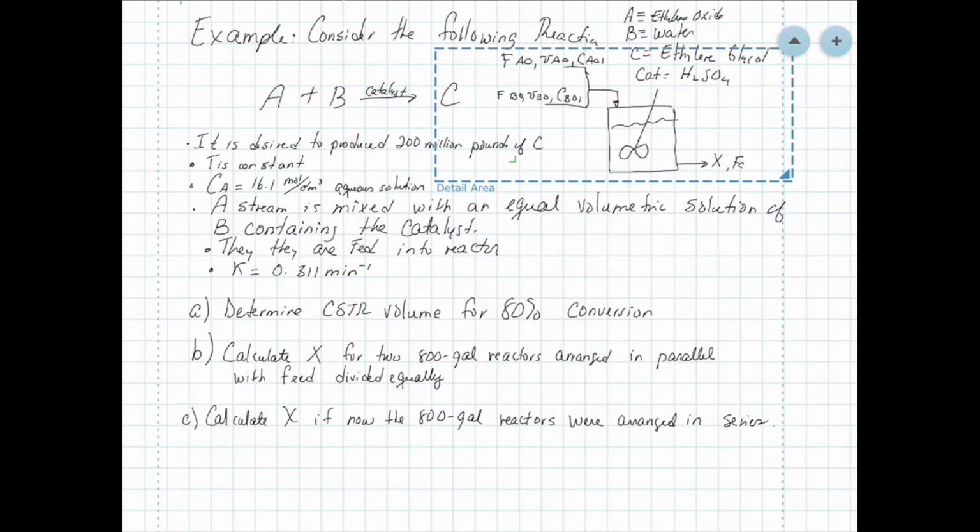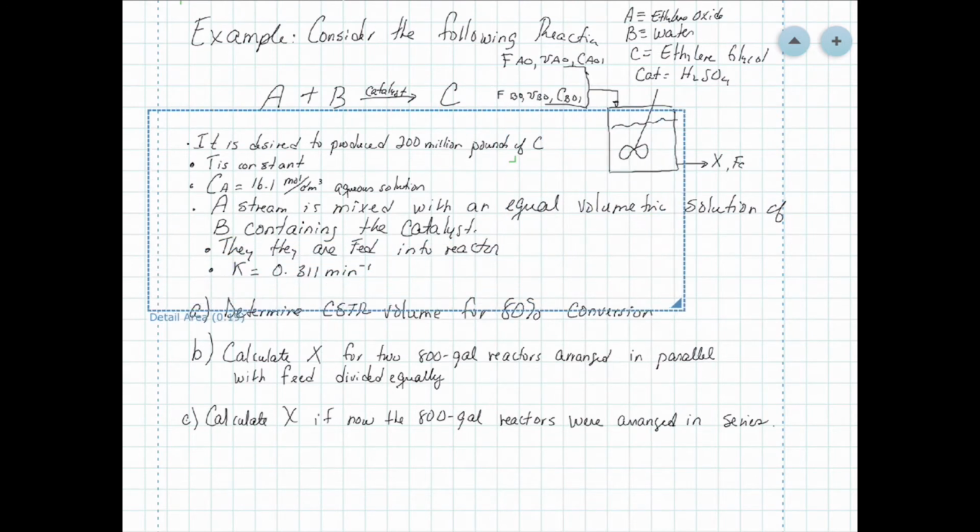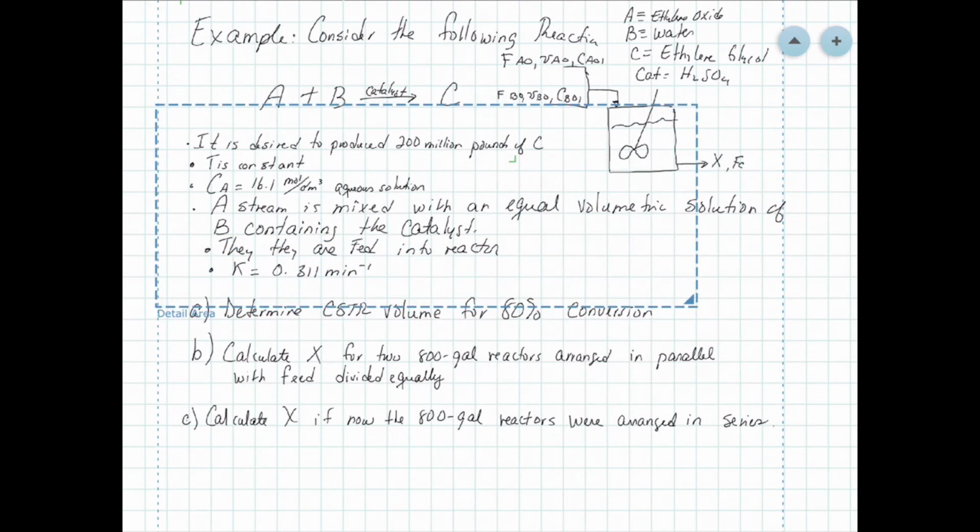So one of the things that the statement indicates is that the production of ethylene glycol is desired to be 200 million. This is a scale-up system or process design. The other thing is that the temperature is constant. The concentration of the aqueous solution of A equals 16.1 moles per decimeter cubed.